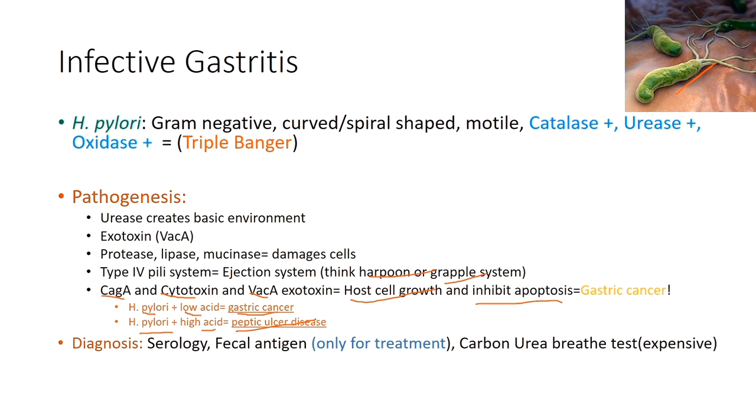So how we diagnose, we can do serology. We can also do the carbon urea breath test. This is super specific, but it's also really expensive. And then we also have fecal antigen. This is usually something only for treatment, as we can see the breakup products of this H. pylori. So now on to diarrhea.